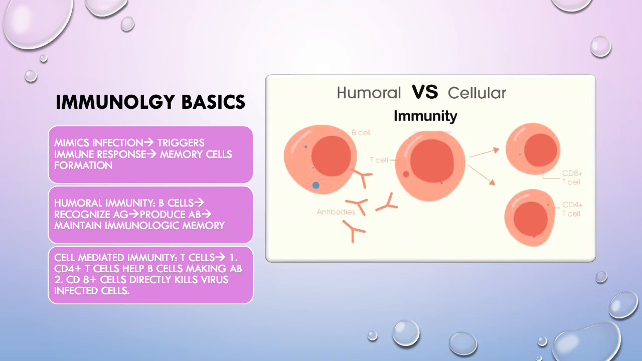Then we have our cell-mediated immunity consisting of our CD4 positive T cells. They really help B cells to make antibodies. We also have our CD8 positive T cells that will directly kill virus infected cells.